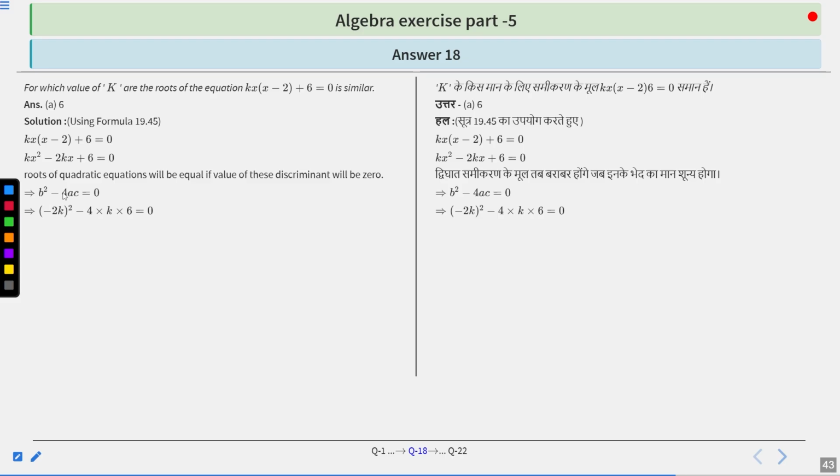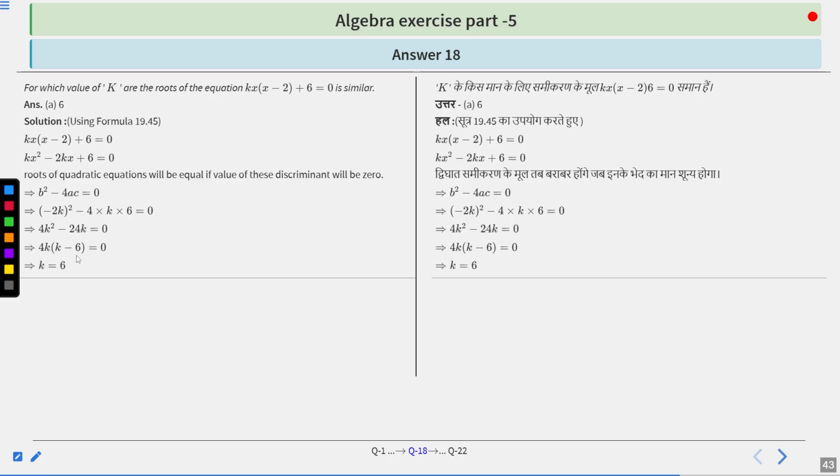So putting the values of a, b and c in the b square minus 4ac equation, we get minus 2k whole square minus 4 into k into 6 equal to 0. Minus 2k whole square is 4k square minus 4 into 6 is 24k equal to 0. So taking 4k common, we get 4k into k minus 6 equal to 0.